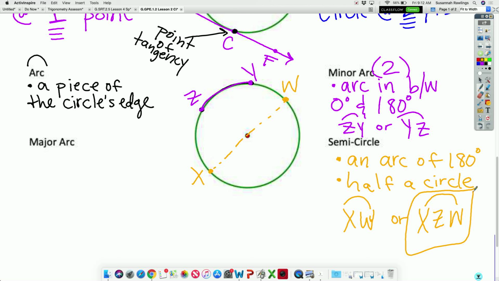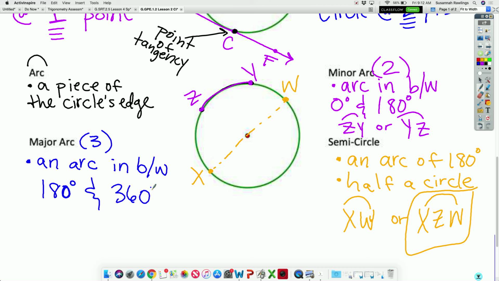Okay, and major arc. What do we think a major arc is going to be greater than? Yeah, greater than a semicircle. So this is going to be with 3 letters always, and this is an arc in between 180 degrees, and what is a full circle? 360, good. I'll write that down at the bottom, so the total is 360 degrees, like when you do a full spin. It's a circle of 360 degrees.